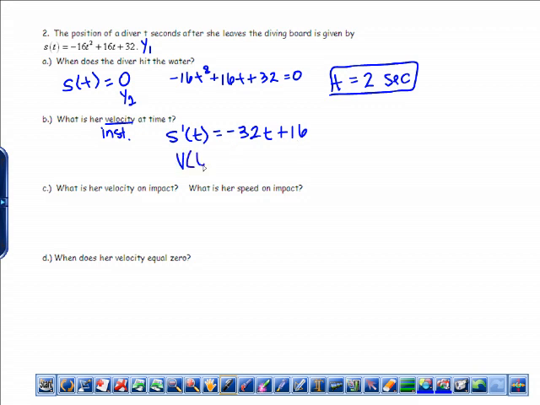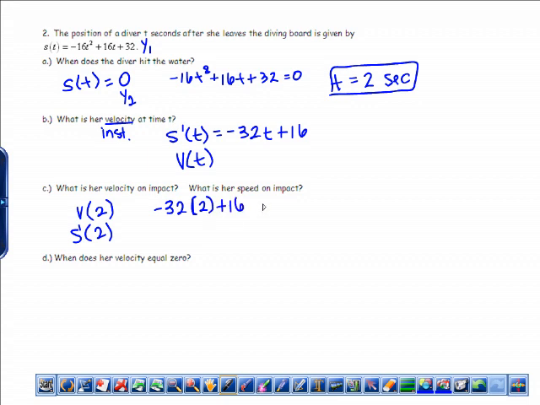This is the velocity function. The derivative of the position is the velocity. We saw that. So now it says, well, what is her velocity on impact? Well, we saw up here that it took 2 seconds. So really what we're finding is the velocity at 2, or you could call it s prime of 2. We're going to take our derivative function and plug 2 in. So we're doing negative 32 times 2 plus 16.